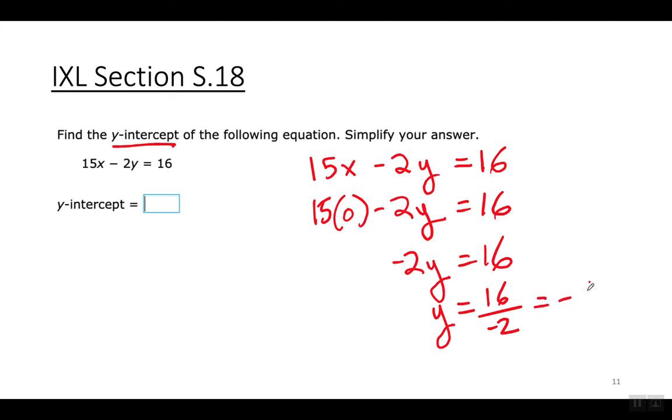So y is going to equal -8. Again, a lot of these you could do in mental math. So if you could do it mental math, I encourage you to do it mental math.